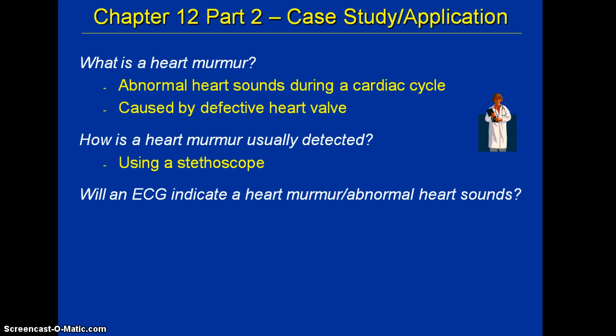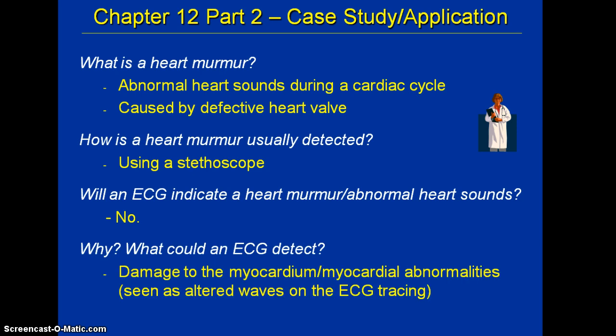So Mr. Diastole told you that it was the ECG that detected the heart murmur. So you know in fact that that's not correct. That's what he misunderstood. An ECG will not indicate a heart murmur or any kind of abnormal heart sound, because what an ECG is able to detect is whether or not there's any damage to the heart muscle itself. So it's different from the valves. An ECG allows us to see the electrical activity within the heart muscle, and so if there's any abnormality there, it could indicate damage or myocardial abnormalities.